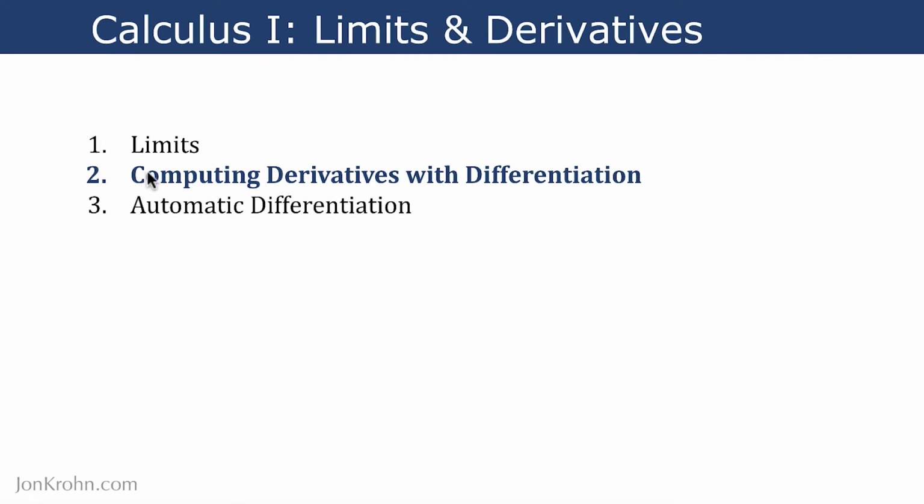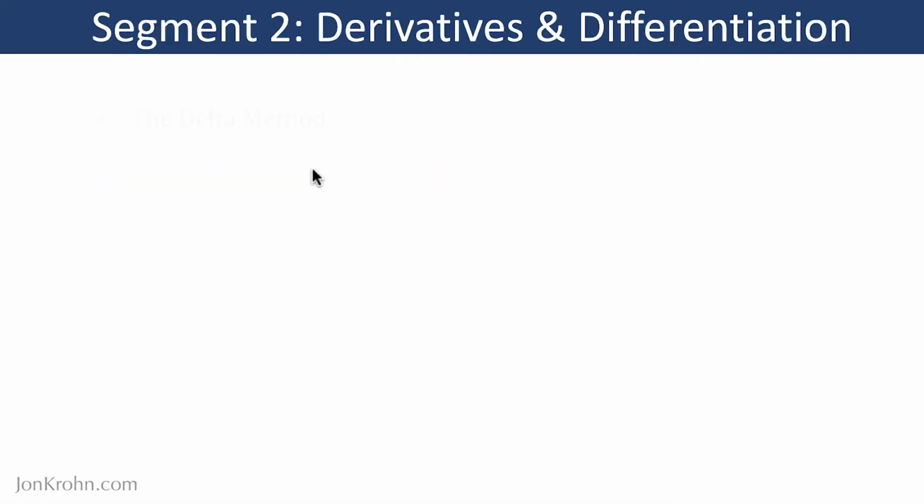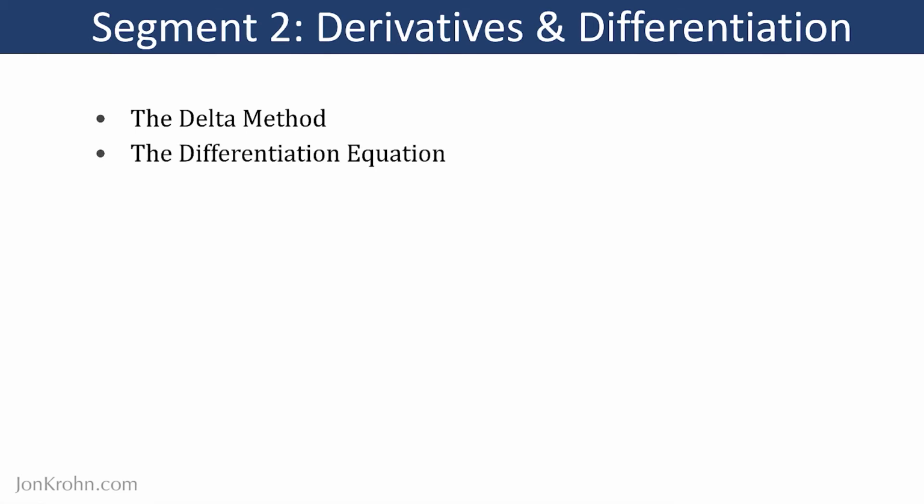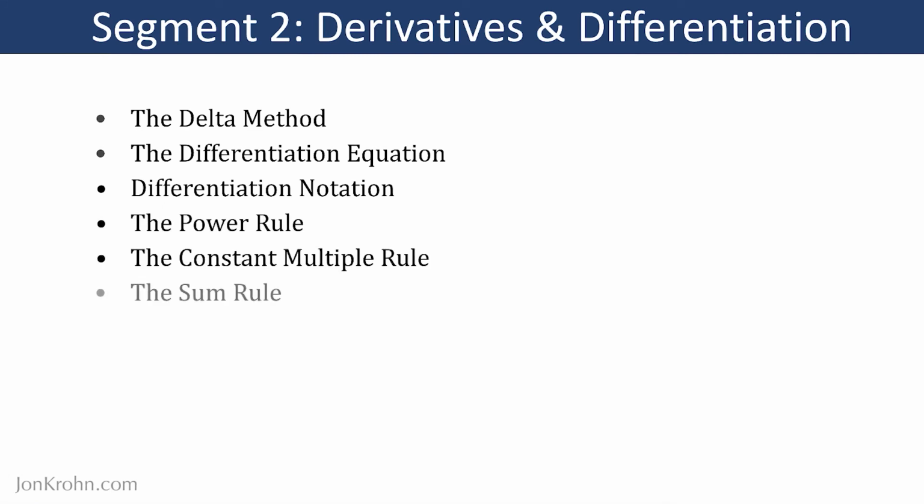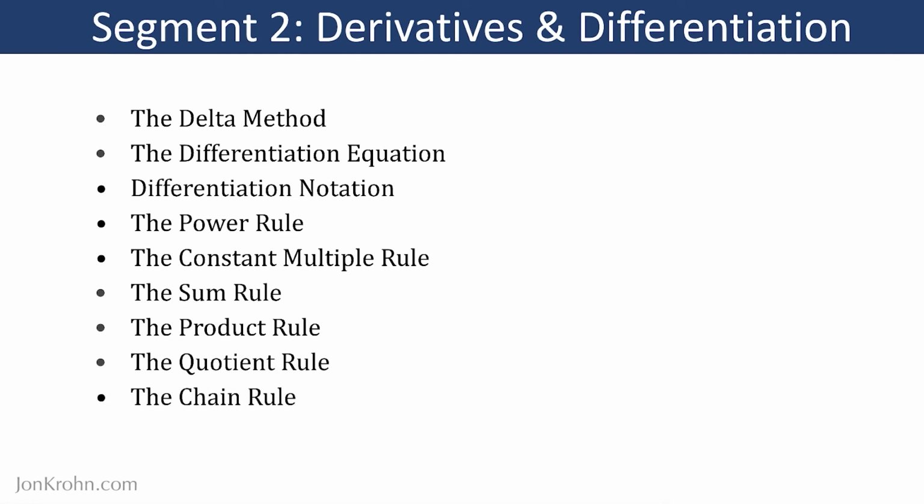More specifically, in segment 2, we'll learn about the delta method, a technique that leverages limits to make sense of derivatives in a highly visual way, the differentiation equation, which formalizes the relationship between limits and derivatives and provides us with the most common mathematical representation of differentiation. We'll talk about differentiation notation, and then we'll go through a handful of nifty rules that enable us to calculate the derivatives of a wide range of functions, including those found throughout machine learning.